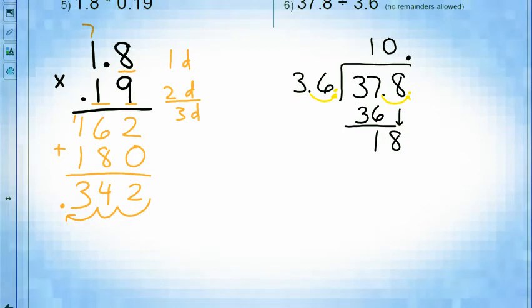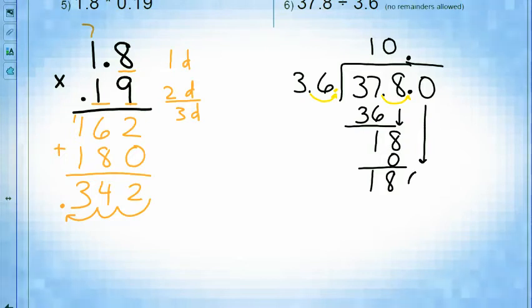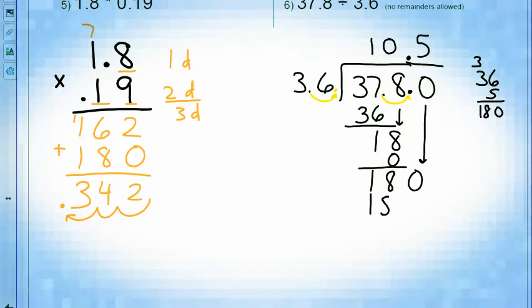0 times 36 is 0. Subtract. I still have 18. Now my decimal point is here. I can add a 0 after the decimal point without changing the value. Now I can bring that in. And I'm thinking 36 goes into 180 5 times. 15, 18, and it does. And I'm done with my problem.